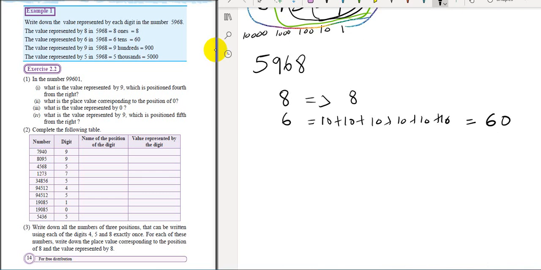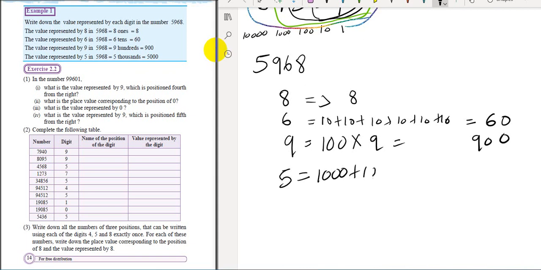Okay, value means what is the amount. Likewise, we can call it the real amount of that digit. Then the third one is 9. This is in the hundreds place. So how many hundreds? 9 hundreds are here. And the 5 is 5 thousands: 1,000, 2,000, 3,000, 4,000 plus 5,000. So we call 5,000 the value of this 5.